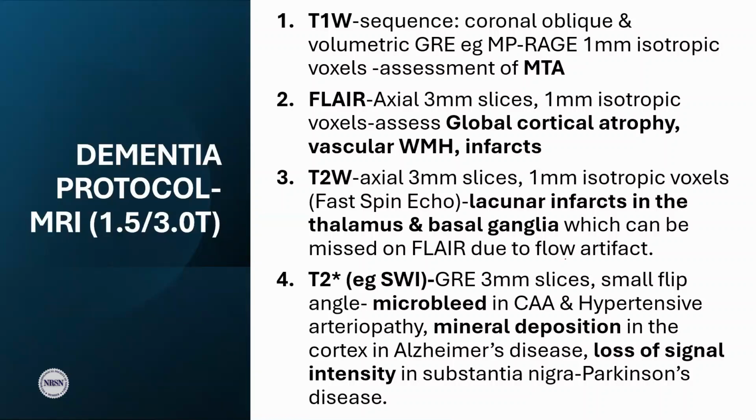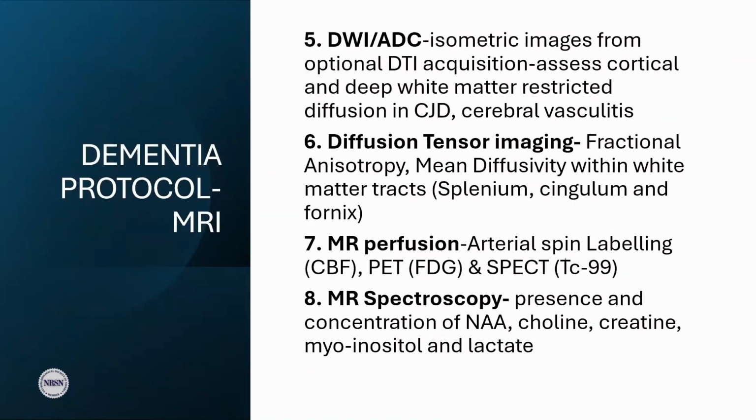Now, T2 star helps you to evaluate microbleeds, which can be seen, if it's a lobar distribution, in cerebral amyloid angiopathy, or in deeper brain regions such as the thalamus and the basal ganglia, to rule out hypertensive arteriopathies. Now, there could be mineral deposition in the cortex in Alzheimer's disease, or loss of signal intensity, as we would see in substantia nigra, which is typical for Parkinson's disease.